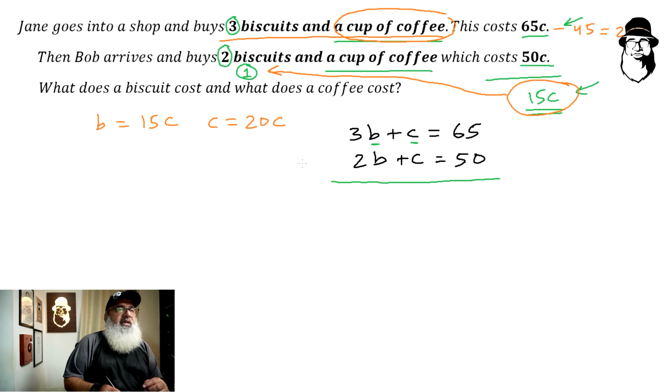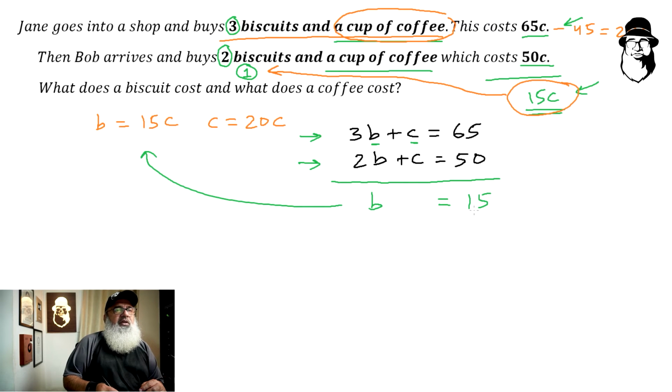If we subtract this equation from this equation, 3b minus 2b is b, right? And c minus c will cancel out with each other, and 65 minus 50 is 15. And we got the same result here. 15 cents is the cost of 1 biscuit.